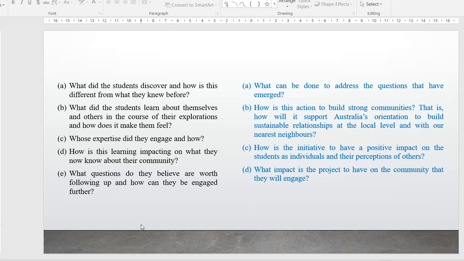What can we tell about our community now? What have we learned? Oh my goodness, that there is a soccer club, or that there is a hospital where our friends are, and the hospital is not far away. And actually, we can communicate with our students. We didn't know that. What questions do they believe are worth following up, and how can they be engaged further?